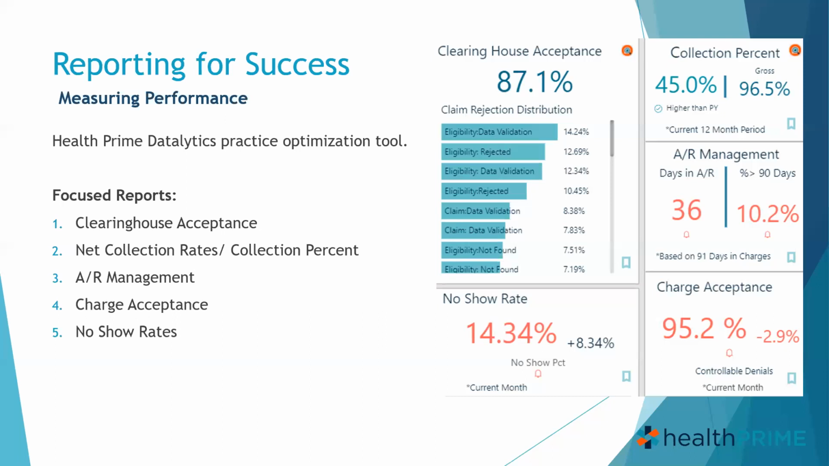If you drill in here, you can review controllable versus non-controllable denials each month. This reflects in this demo that 95.2% of charges are accepted for adjudication, and those are not denied. No show rate, if reported by your system, allows you to monitor any scheduling changes that you've made.